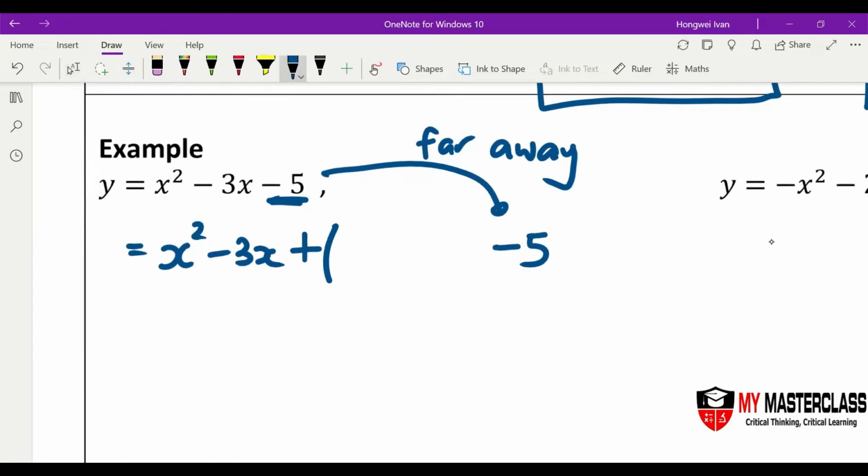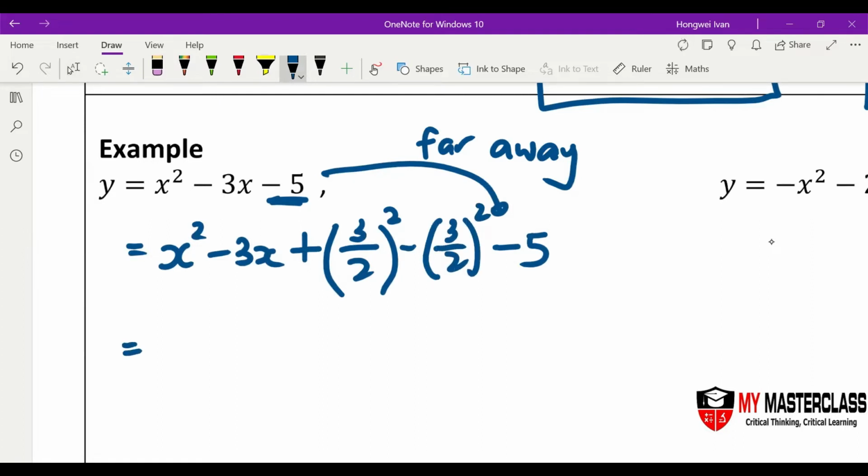Plus, Minghui, can you remember? What square? Very good, 3 over 2 square. But you gave already, you must take back. Okay, you gave already, you must take back. Minus 3 over 2 square.